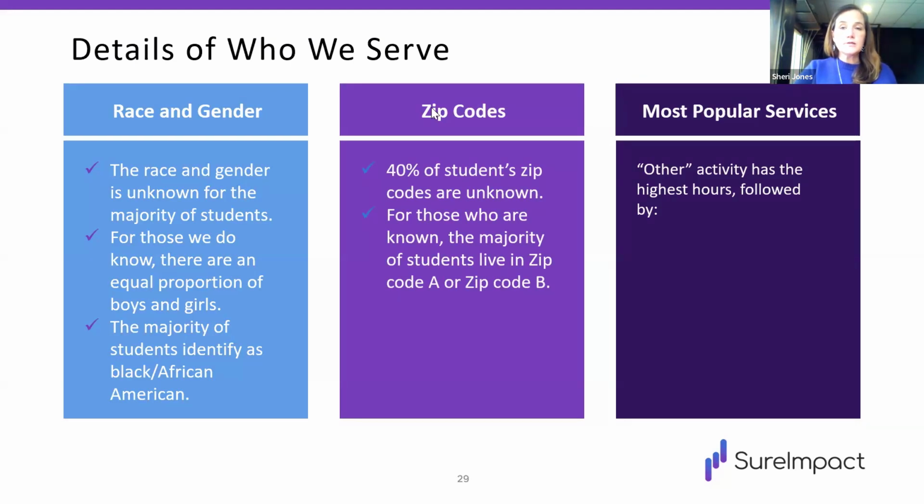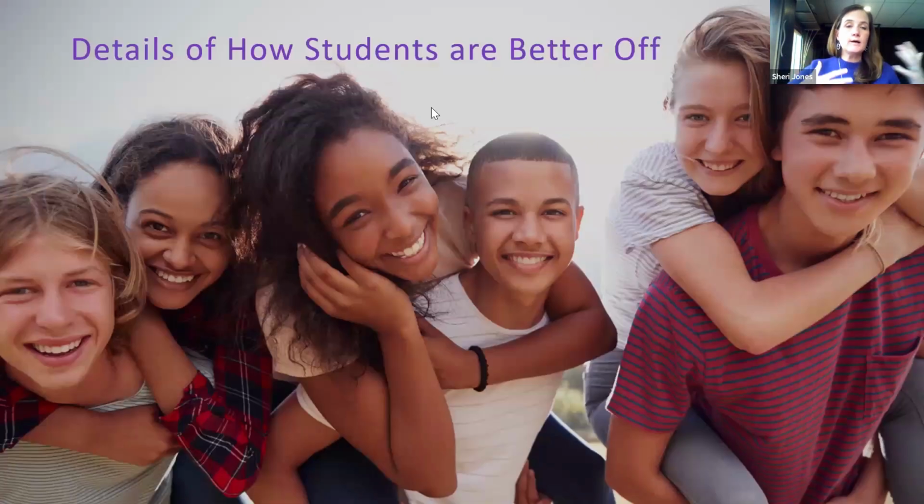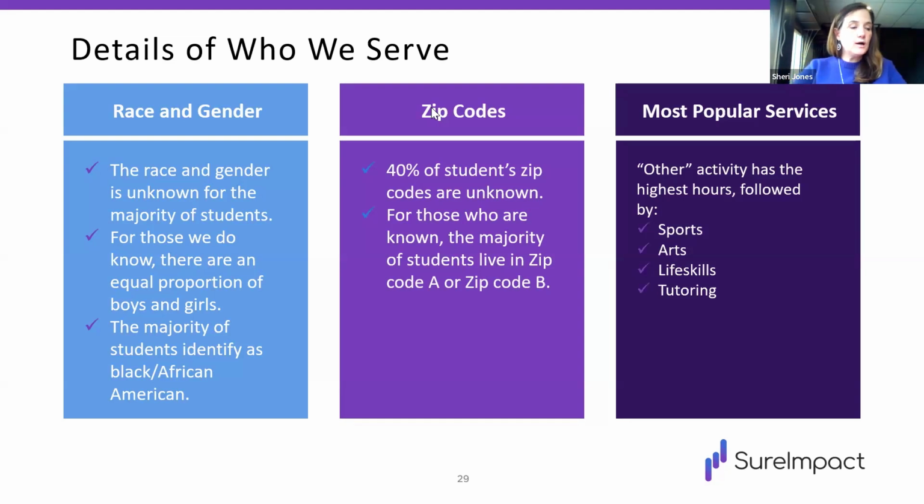They were also able to understand service activities and service hours. So when they looked at what the kids wanted to do, this helps better with programming. So sports, arts, life skills, and tutoring were their highest activities. So again, think about your own work and think about how this data could help you better tell your story and use it to improve your service offerings. So that was what they did and who they served.